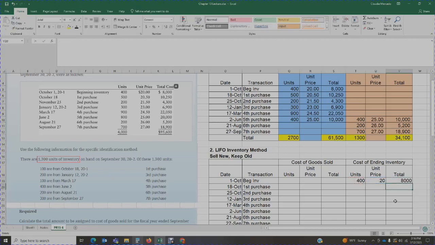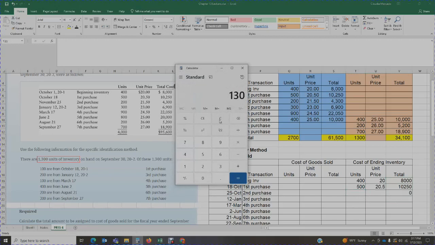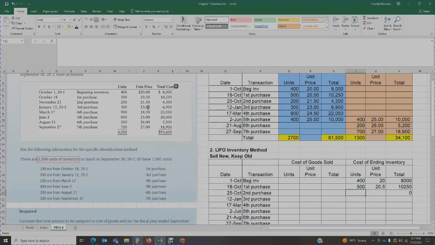I'm going to multiply them. So I've got 400, and then I'm going to go down to my first purchase, and I have 500 more. I'm going to keep those because those are my second oldest units. So that's 4 plus 5, that's 900, and we say that we have 1,300 remaining minus 900. So I still need 400 more units. Let's look at that second purchase. I have 200 units. I'm going to keep those at $21.50.